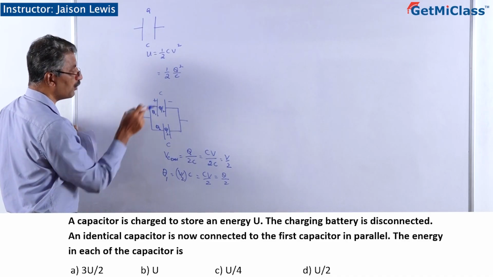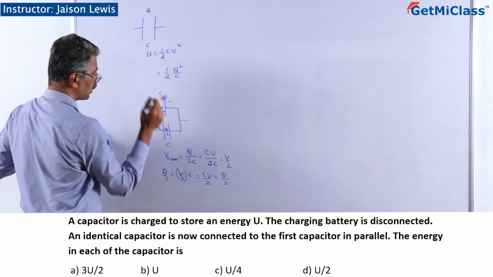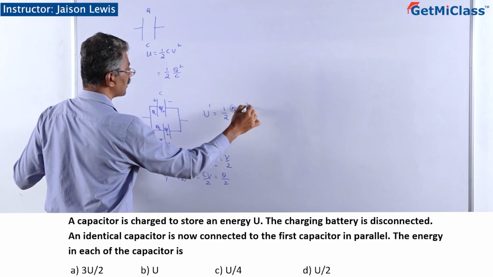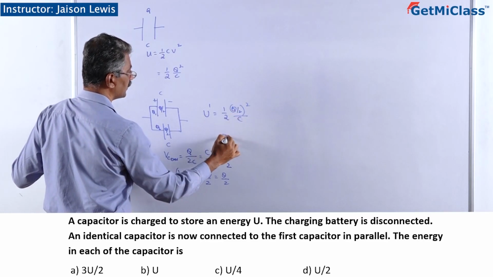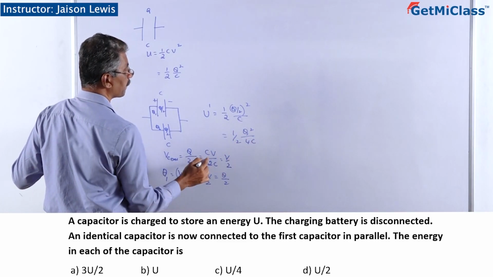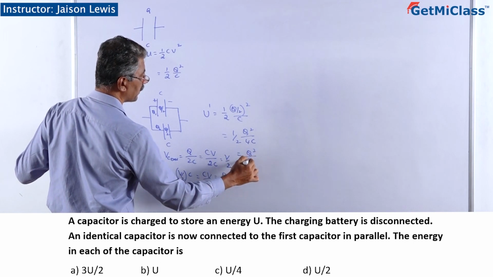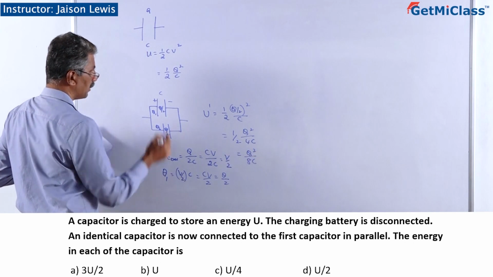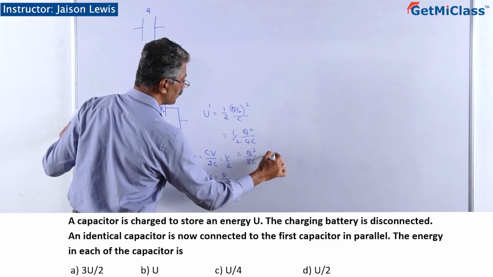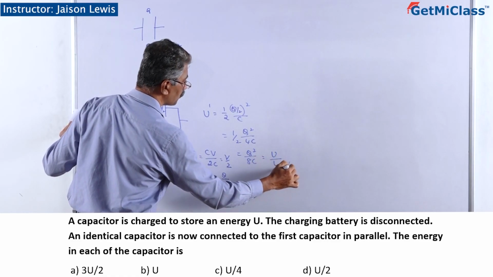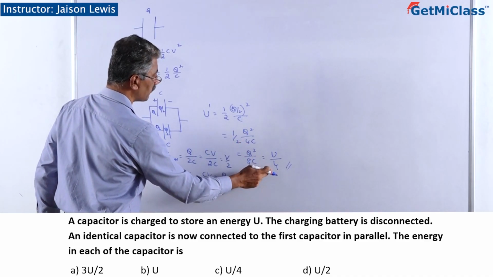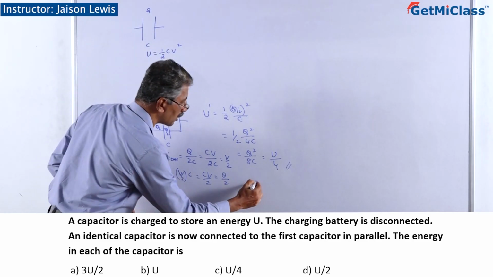So both are equal. Now let us find the energy for the charge Q by 2. We know the equation for energy. I'll write U dash is equal to half into Q by 2 squared divided by C. That is half into Q squared divided by 4 into C. That is Q squared divided by 8 times C. Now half Q squared by C is nothing but U, so it can be written as U divided by 4. U divided by 4, because Q squared by 2C is equal to U, so Q squared by 8C is U by 4. It's the new energy available in each capacitor, and that is given as option C.